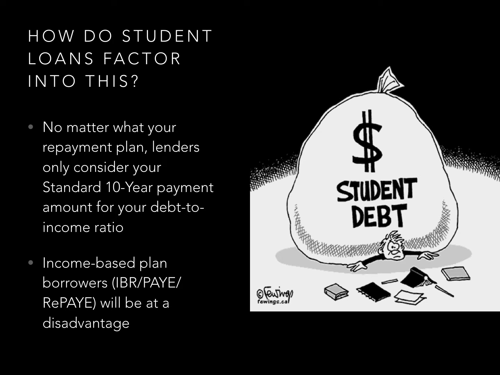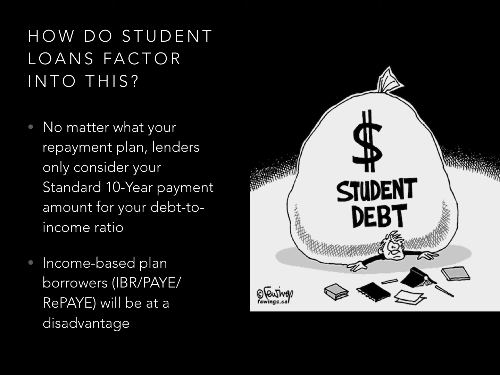So how do student loans factor into this? Well, no matter what repayment plan you're currently on, lenders only consider your standard 10-year payment for your debt-to-income ratio. So let's say that you're currently on income-based repayment, IBR, and you have a great low monthly payment at $45 per month. But if your standard repayment amount that you originally had before you went on IBR was $150, well, your lender is only going to consider the $150 per month amount.